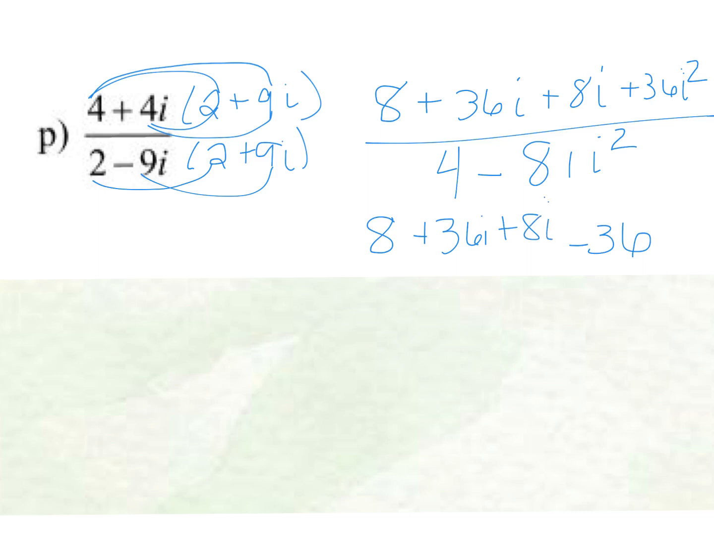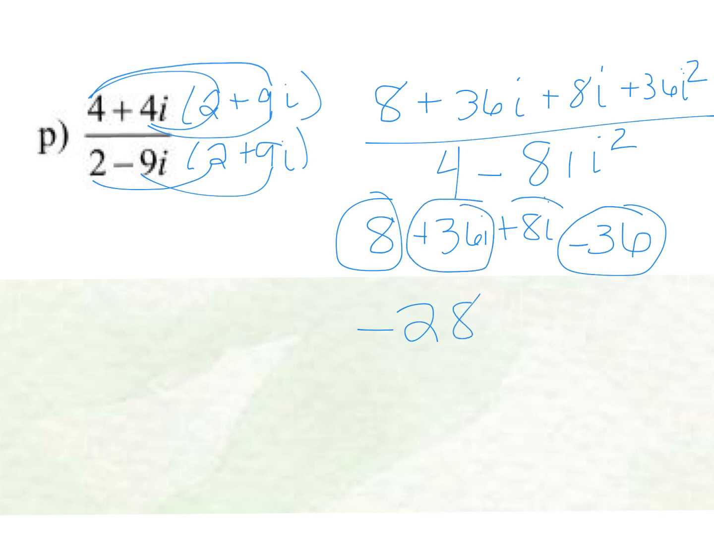Alright, so I'm going to find the like term, which is 8. So negative 36 plus 8 is going to give me negative 28, and then I'm going to combine my 36i and 8i to give me 44 i's on top. And then on the bottom, I need to get rid of this 81i squared by calling it positive 81. So 4 plus 81 is going to give me 85.